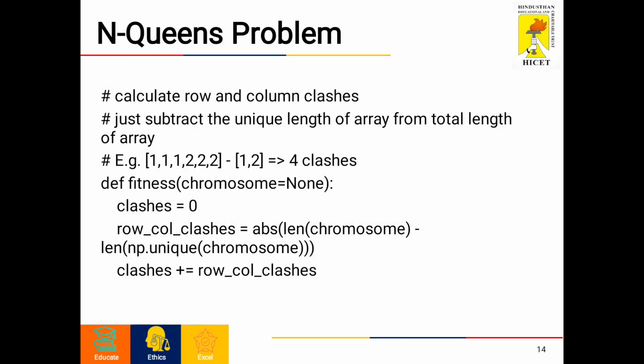In order to find the row and column clashes, first we have to find the difference in length between the two arrays. The total length of the array will be subtracted by the unique length. The first one represents a board configuration where each element corresponds to the column position of a queen in each row. The second one represents the unique positions where queens can be placed without any conflicts. So what is the size of the array? The size of the first array is 6. Here the size of the second array is 2. So 6 minus 2 is 4. This is how we'll be finding the row and column clashes.